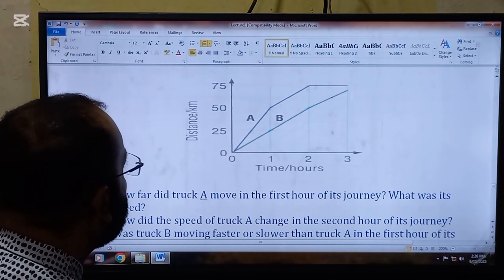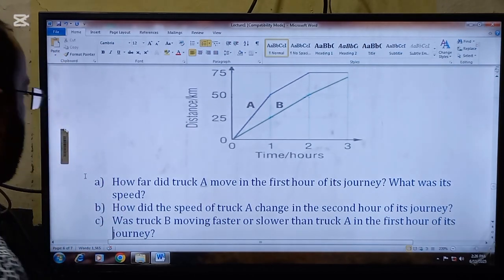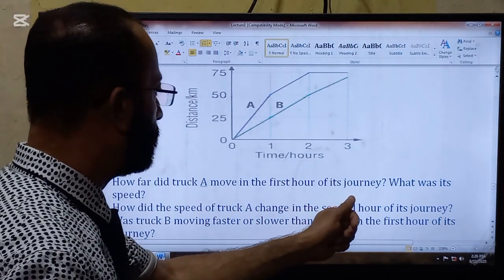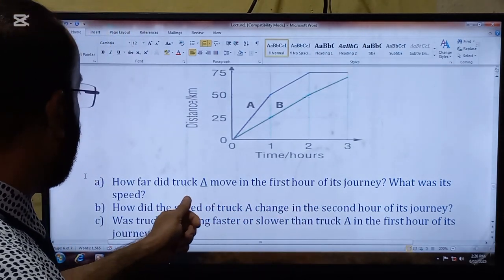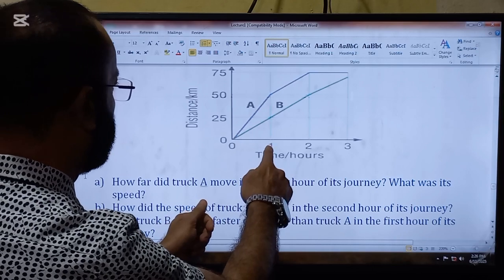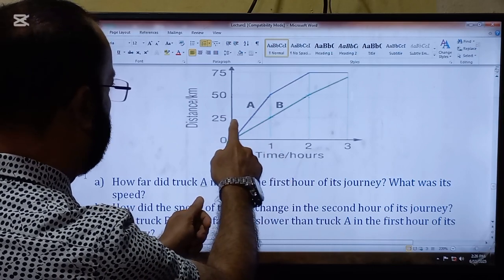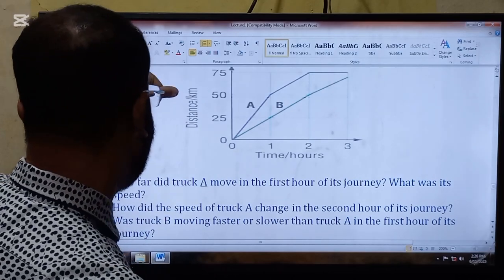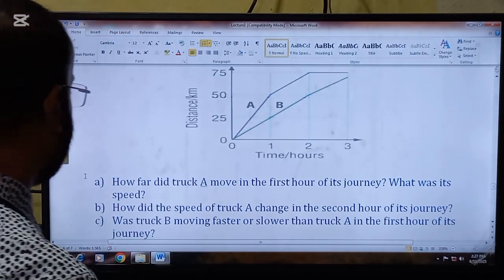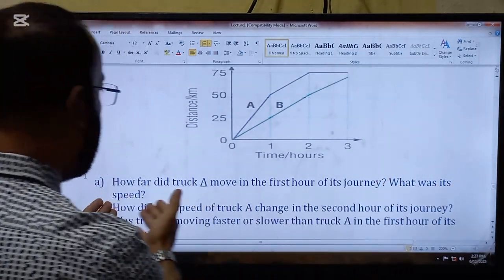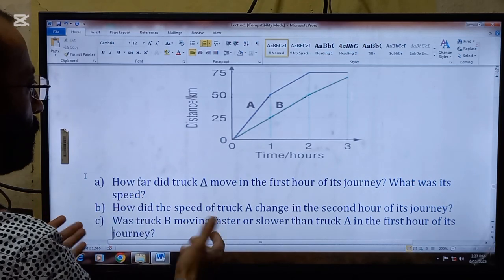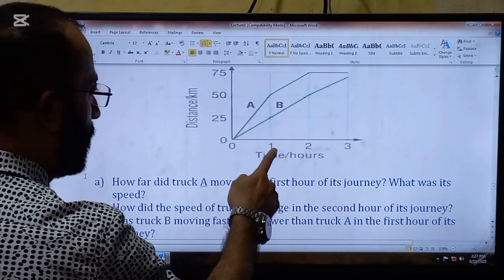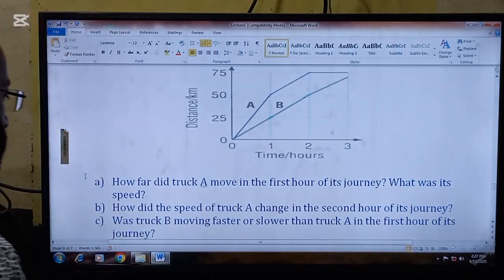So look now, the questions from this graph are: how far did truck A move in the first hour of the journey? Truck A in the first hour: 25, the unit is kilometer, so 25 kilometers. What was its speed? Speed is distance over time, so 25 over 1, that will be 25 kilometers per hour.